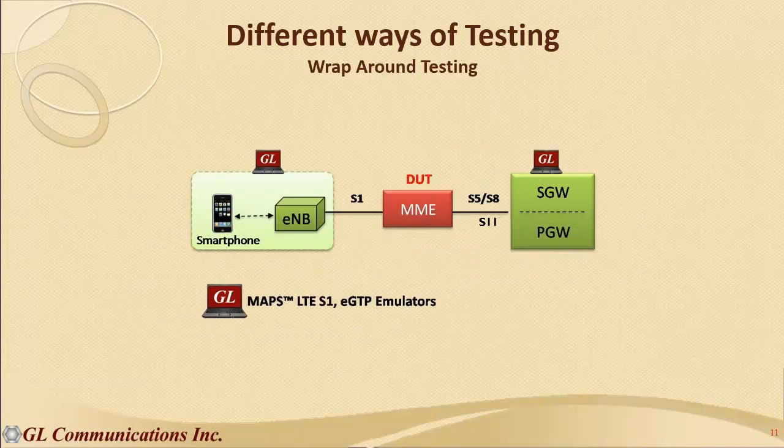Wraparound testing is also there, which is helpful in lab testing scenarios where all the entities are simulated by GL apart from the DUT. So traffic can be routed back to the GL test tool, and it can be analyzed for validity testing or conformance testing.